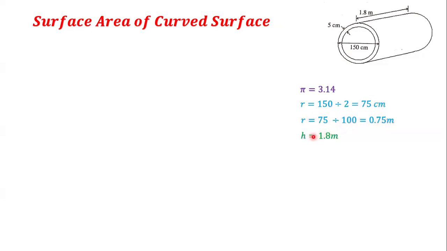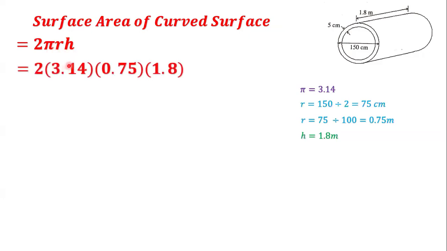And then we have the height. The height is 1.8 meters, and that's this right now. And so in order for us to figure out the surface area of the curved surface, we say 2 pi r h, where pi is 3.14, r is 0.75 meters, and h is 1.8. When we multiply this, we get 8.478 meters squared. Again, 8.478 meters squared, and they wanted the answer in meters squared, not centimeters.